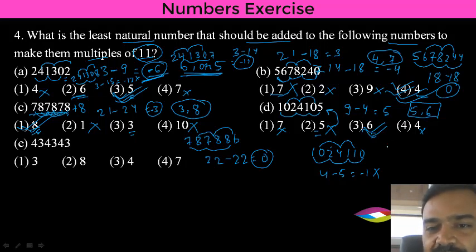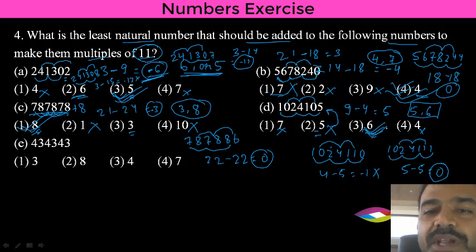Alright. If I add 6, what will happen? 1024111. Right. So 1 plus 2 plus 1 plus 1. So 1 plus 2 is 3, plus 1 is 4, plus 1 is 5. And 0 plus 4 plus 1, that is also 5. 5 minus 5 is 0. So it is divisible. That means 6 is required to be added.